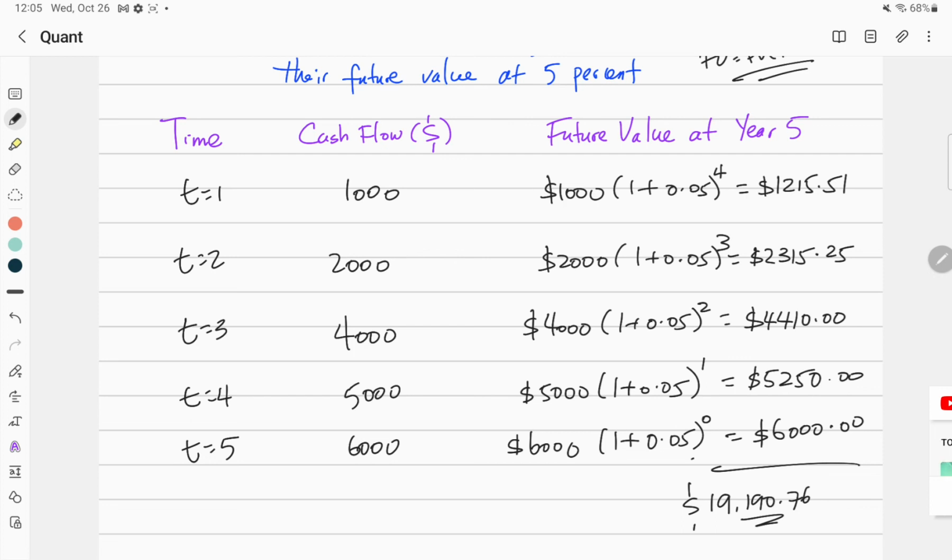So if we have a series of cash flows that are uneven, this is the only thing we can do. We can't use a formula. So at the end of the 5th year, this person will have about $19,000 in an account that pays a 5% interest rate that is compounded one time per year.